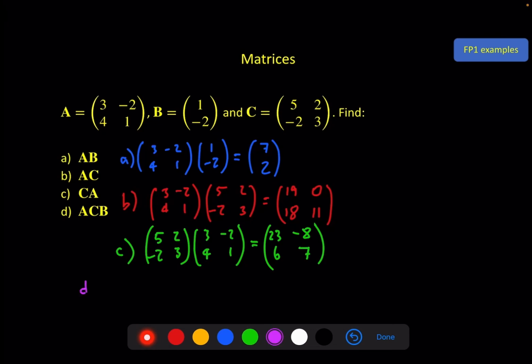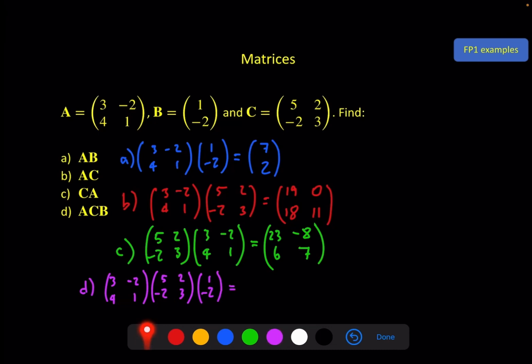Finally, we have part D. A times C times B. We get 3 minus 2, 4, 1. C must be in the middle. 5, 2, minus 2, 3. And B must be on the end.